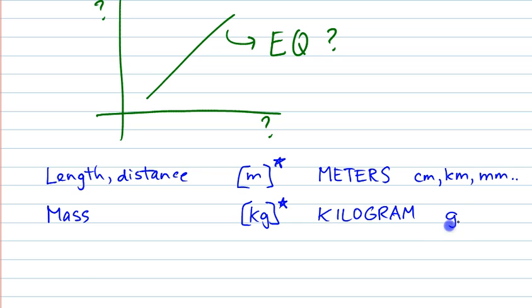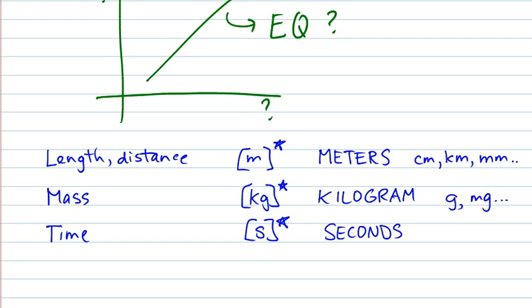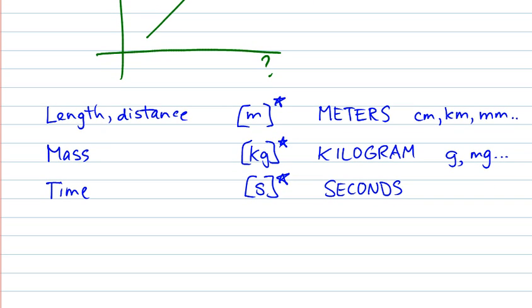Of course, you can have grams and milligrams, etc., but kilogram is the basic one. And then finally, we also have time. Time is seconds, with an s. Okay? So these are the three so-called base units that everything in physics is based off of.